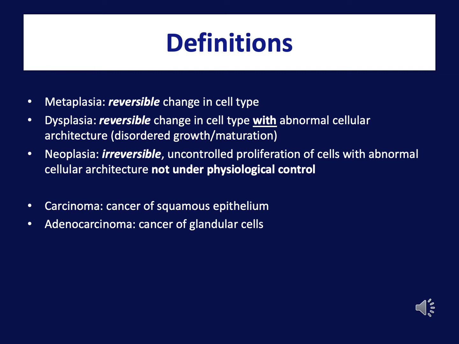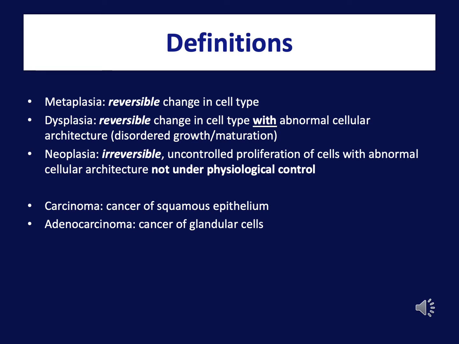First one is metaplasia. So metaplasia is a change from one cell type to another, and it's reversible, which is a very important thing. So for example, in terms of the esophagus, the lining of the distal esophagus gets changed from squamous epithelia to columnar.